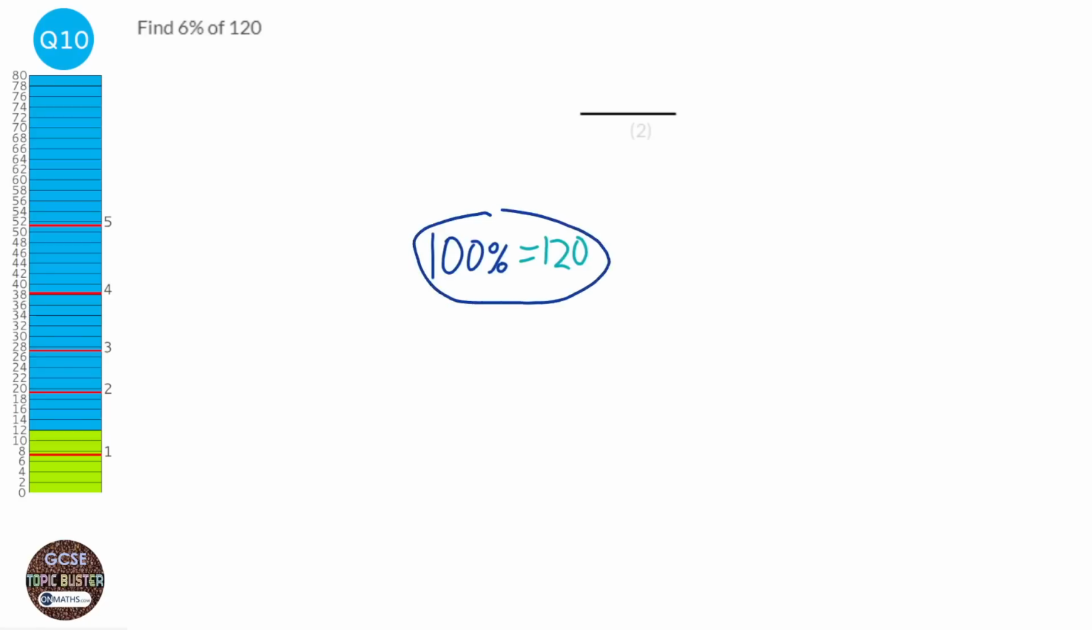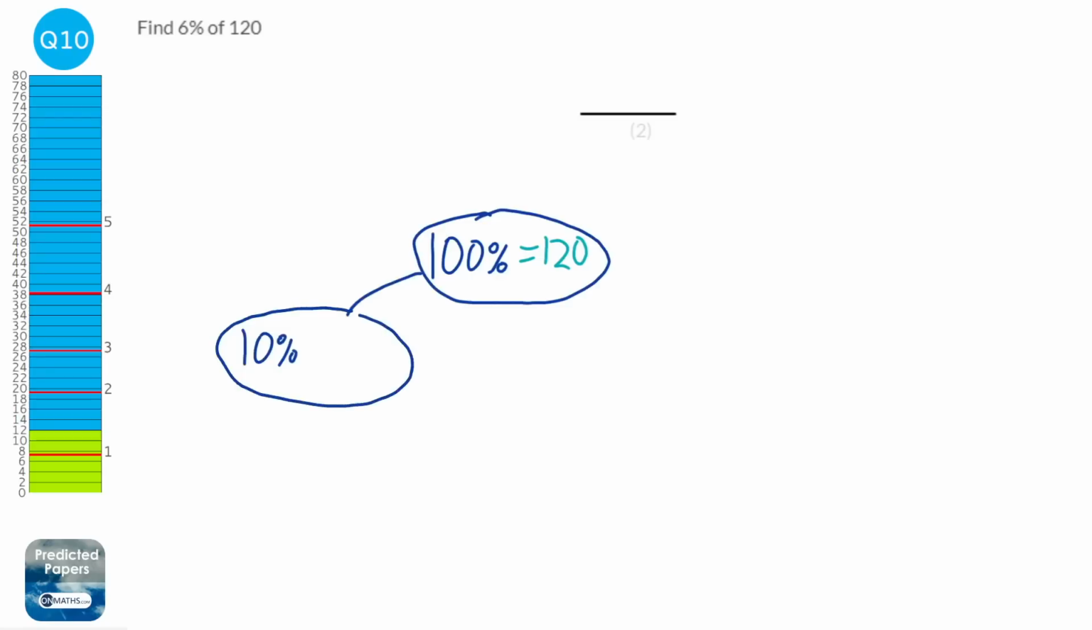And we're trying to get to 6%. So we always start off by working out 10%. It's always normally useful. And we just divide that 120 by 10, so we get 12.